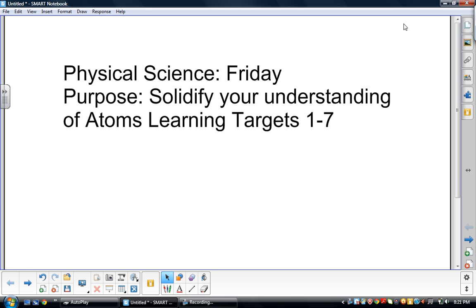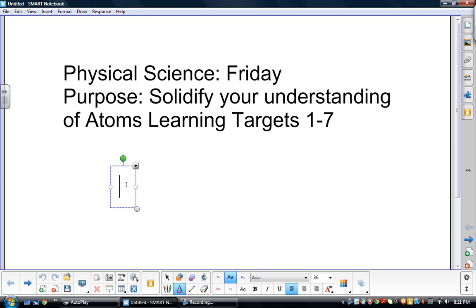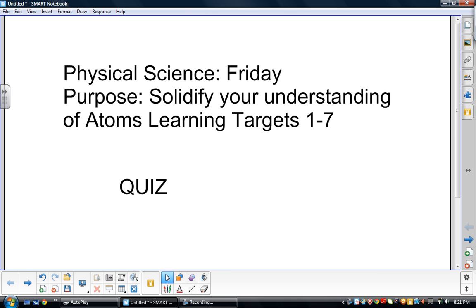Today, the purpose is you are going to be solidifying your understanding of Adam's learning targets 1 through 7. Why should you do that? Well, because on Monday you have a quiz. That's right, I said a quiz. And you want to do good on that. So, lots of options for what you can do today to get ready for that quiz. So, here we go.